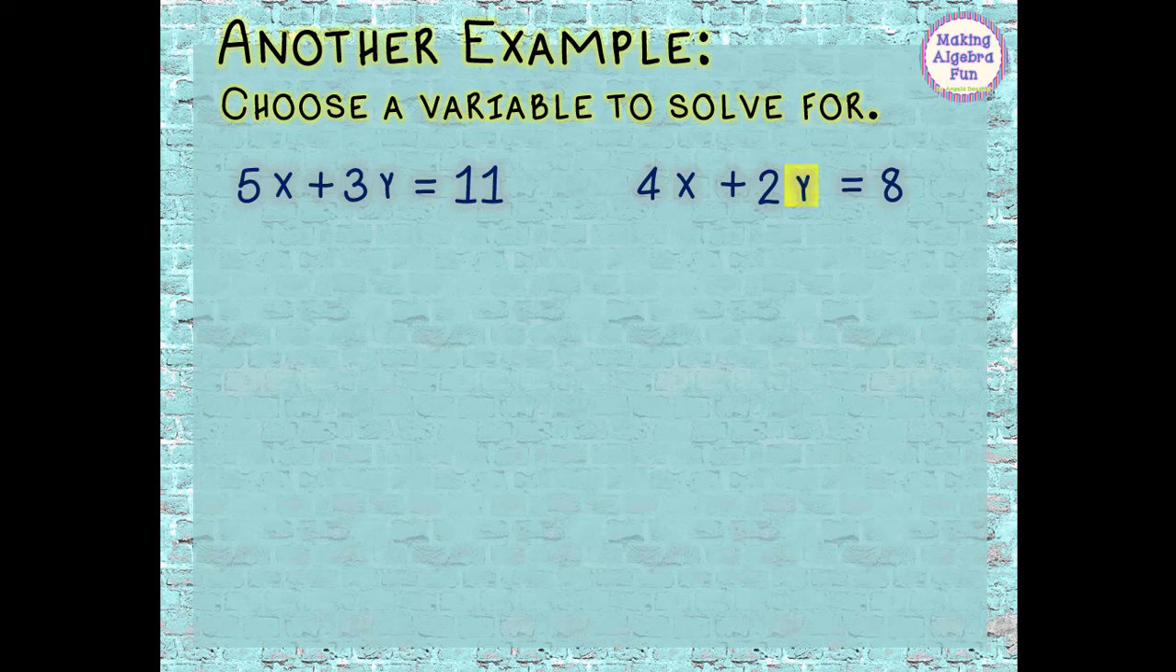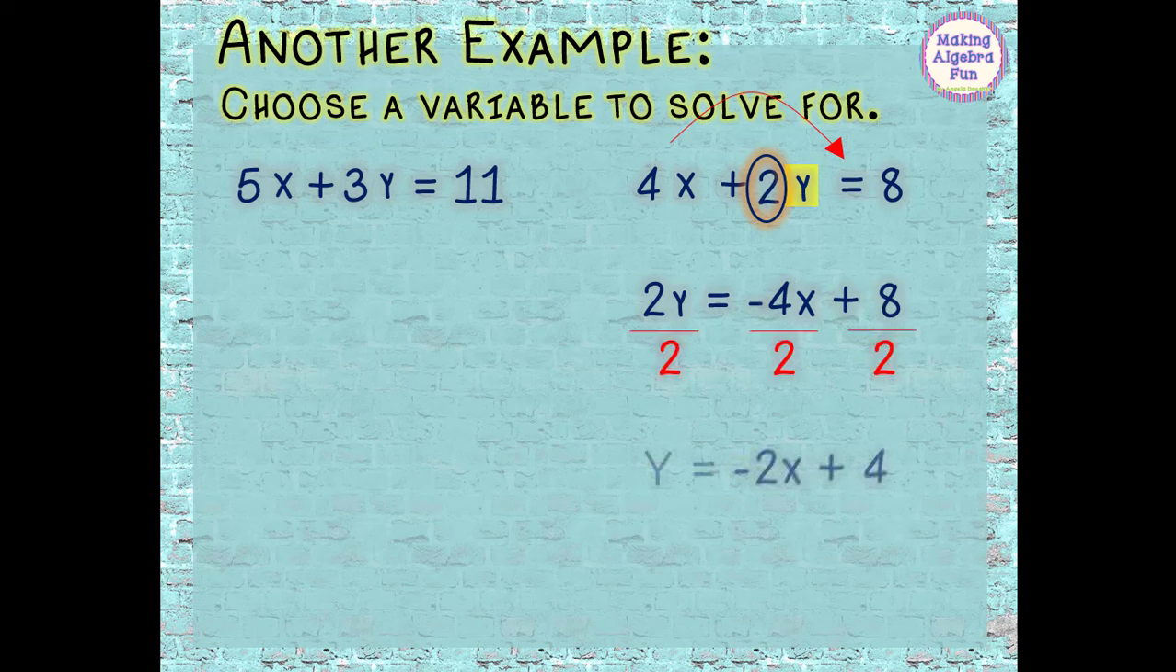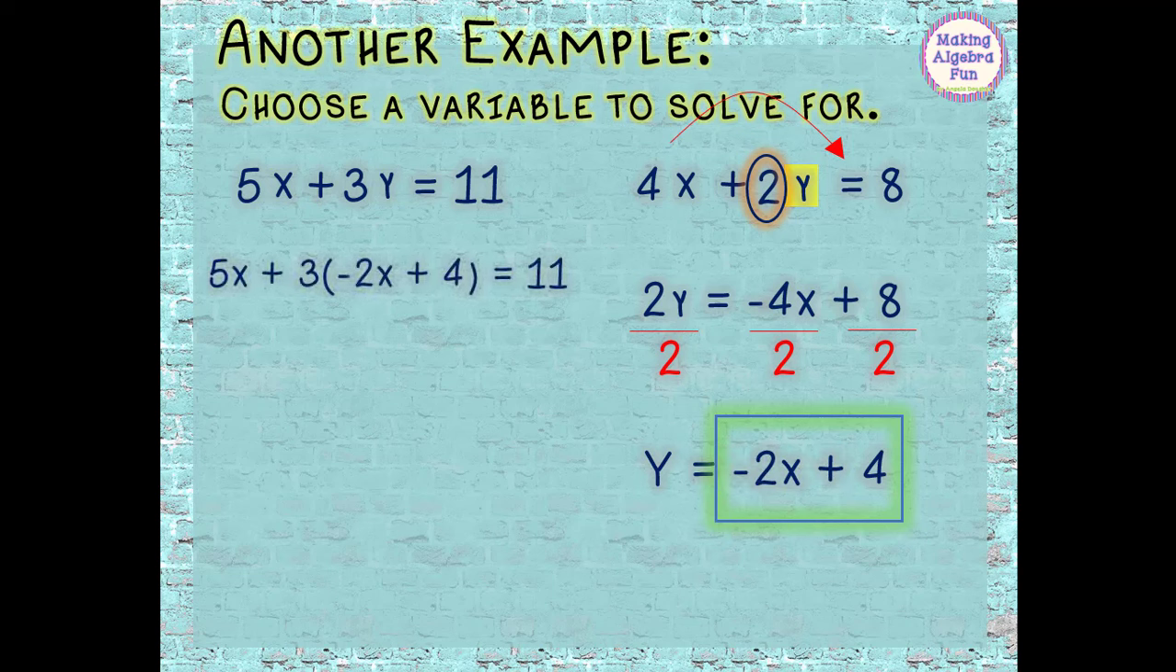If you choose this y, you'll have to divide by 2. Now, 8 and 4 do divide evenly by 2, so that would be our best option. That's going to be the way that doesn't give us any fractions at all. So you bring over the negative 4, or the 4x, it becomes negative 4x. You divide by 2, and you can see that you have this nice, easy expression, much simpler than the one we worked with before. You take that, you sub it in place of y, and you solve.